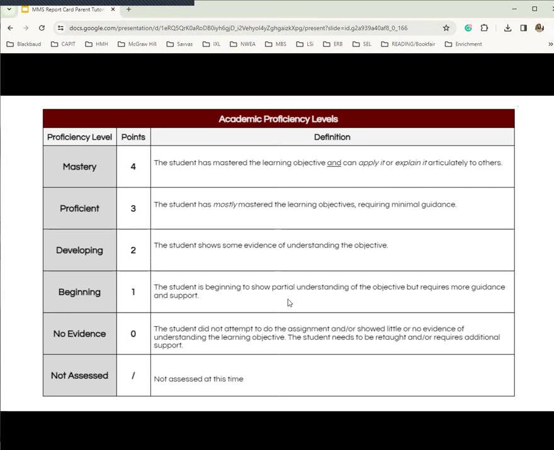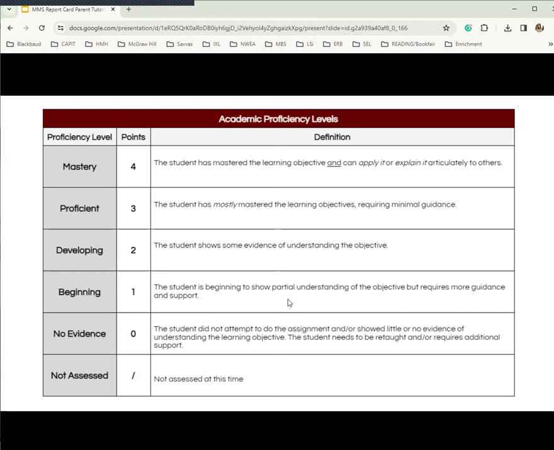If a student is close to being able to do the standards for that grade level but needs some assistance with it, that would be developing, a 2. And a student who has mastered the learning objective, which doesn't mean they are working above grade level, has taken the content that is at grade level, at a 3, and can apply it or explain it and take it to the next level.